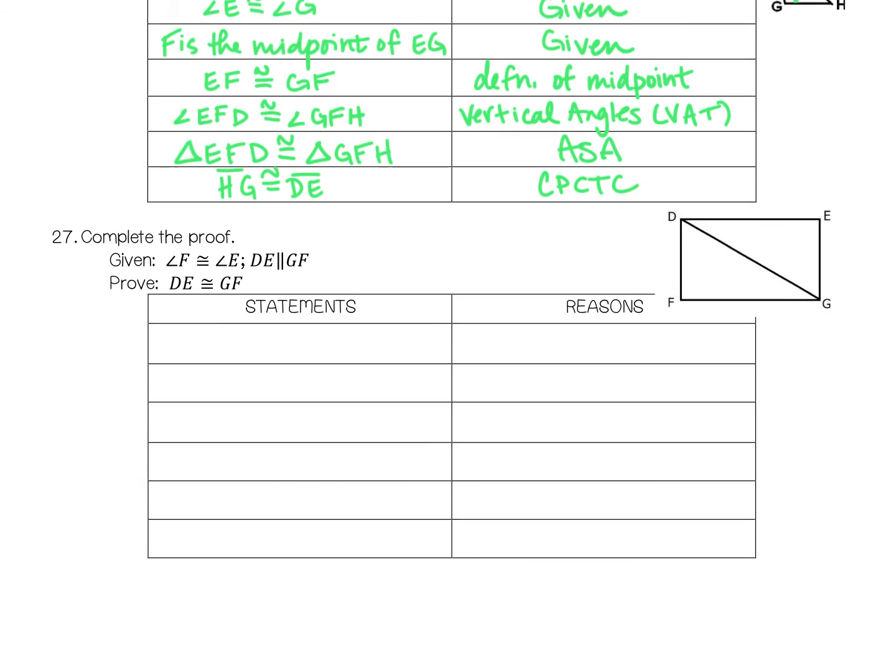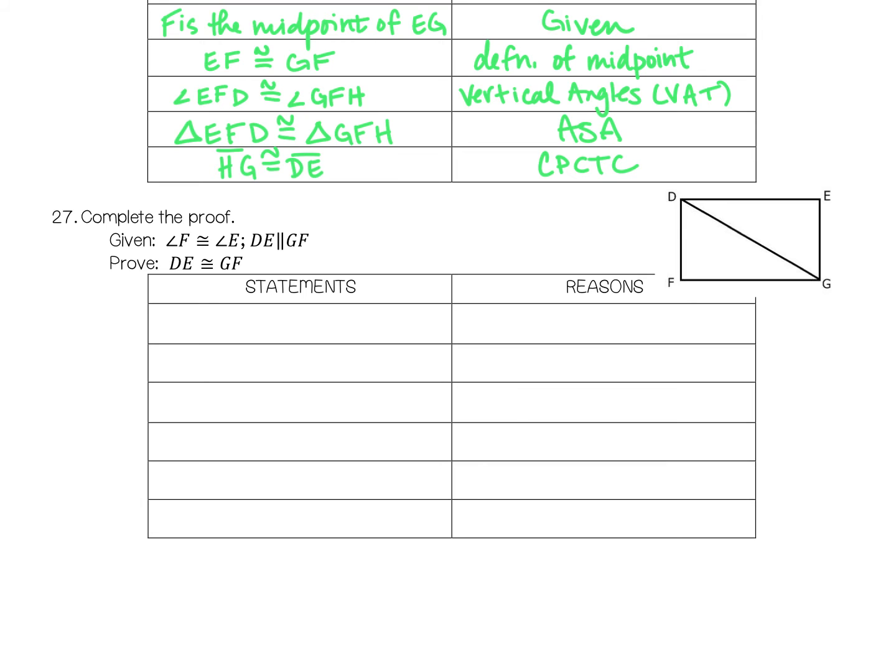27, we'll see if we can get through this one a little bit faster. So if I fill this out kind of out of order, but at least with what I know, we have angle F is congruent to angle E. We have DE is parallel to GF. I will end with DE is congruent to GF, and again, these are parts, so I can say it will end on CPCTC, and the step right above it is going to be that the two triangles are congruent by one of the shortcuts. So for the reasons here, there's the givens.